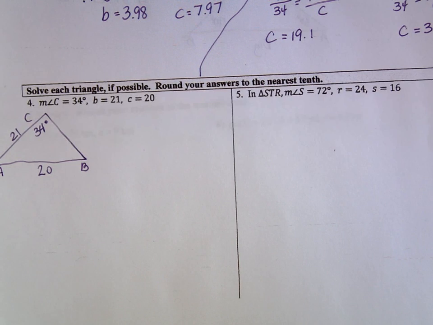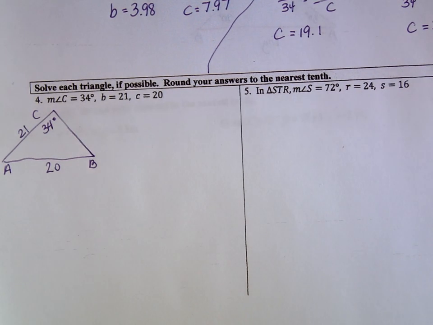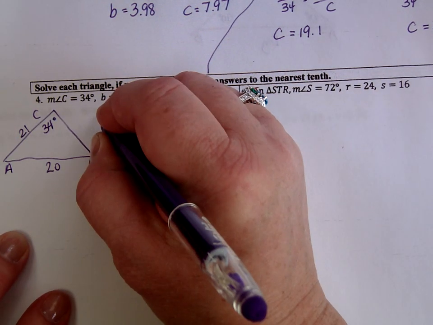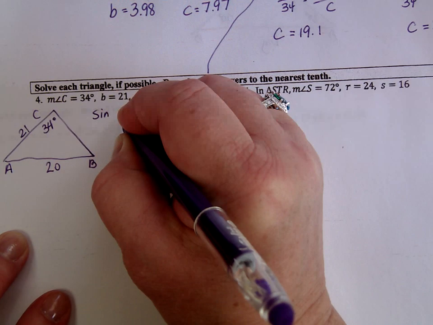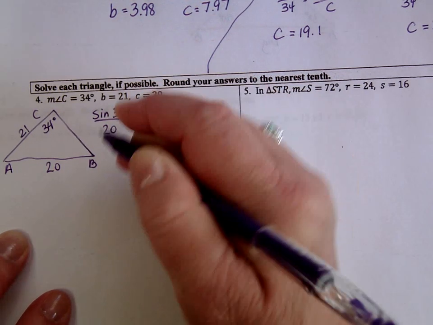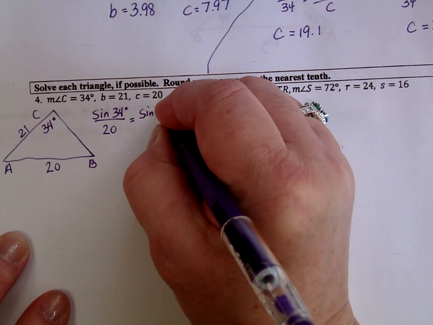What did they tell me 2 things about? Letter A, letter B, letter C. They told me 2 things about C, and so that's the one I'm going to do. So I have the sine of C, 34 degrees, over little c of 20. They told me 1 thing about B, which means I can find angle B. So sine of capital B over 21.